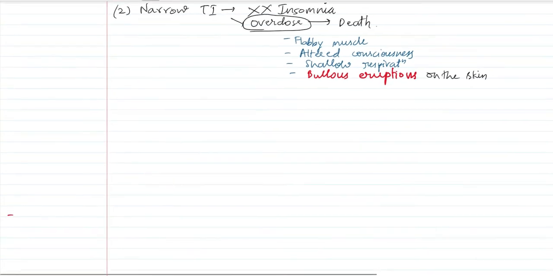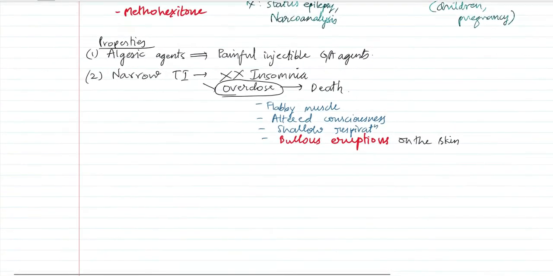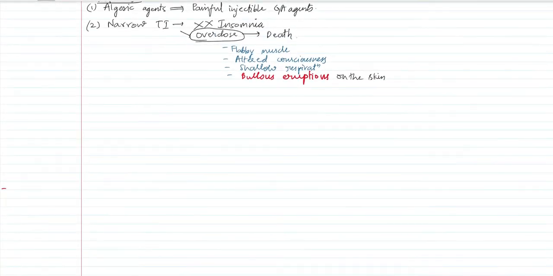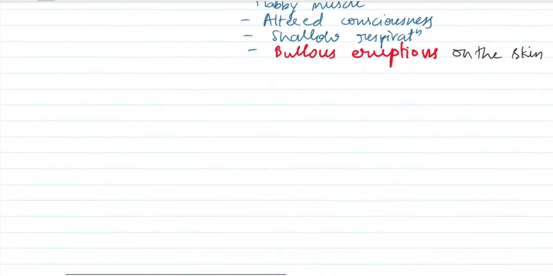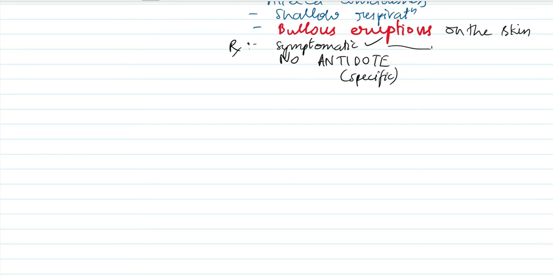So how do we treat such overdoses? What treatment do we give in such conditions? Let's talk about that. There is no specific antidote for an overdose of barbiturate as such. We treat the patient symptomatically, which involves dialysis and forced alkaline diuresis, through which we try to remove the drug through diuresis by alkalinizing the urine.